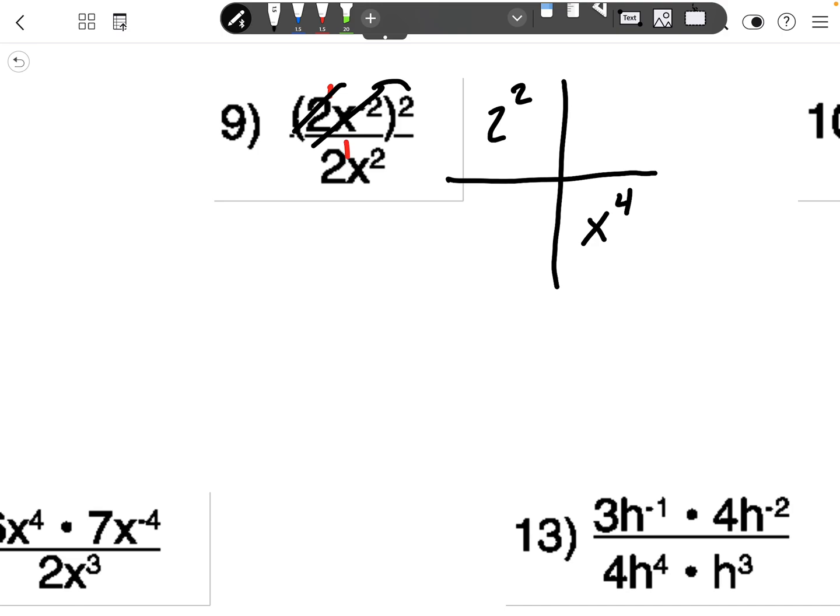Then on the bottom, I have 2 to the first power and x squared. My answer, 2 to the second, 2 to the first, 2 minus 1 is 1, so I just have 2 in my answer. And I have more on top, so my 2 goes on top. Then I have x to the sixth on the bottom, since those are all on the bottom.